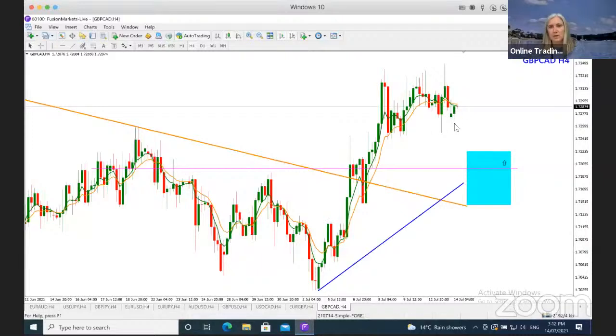So we need a few more bars to drop down. And then once we're in this entry zone, what I call the entry area or entry zone, then I would be looking for the price action for a long opportunity.